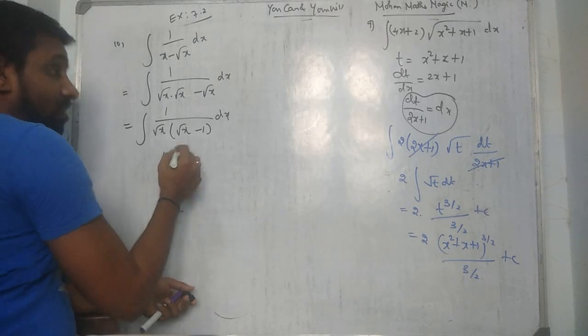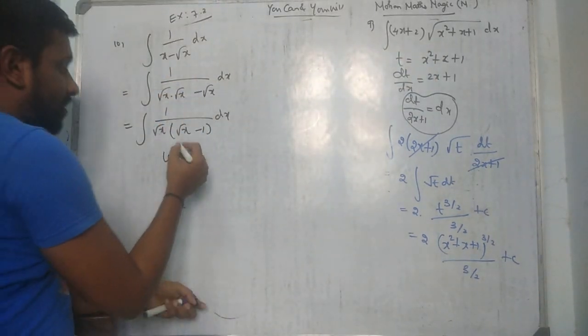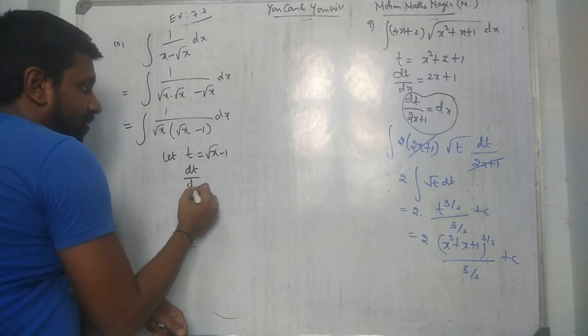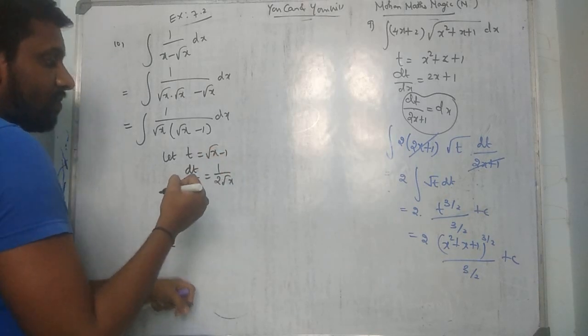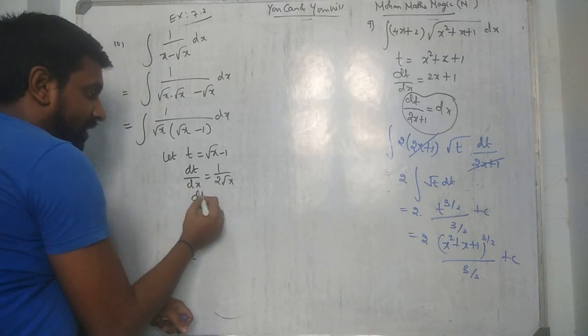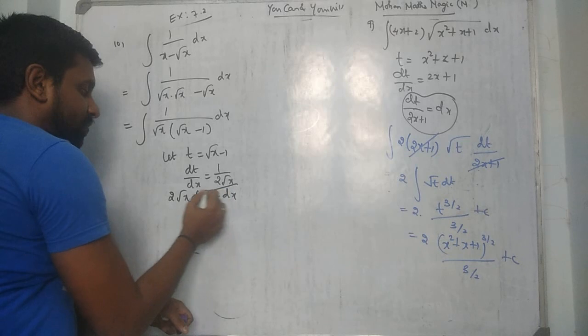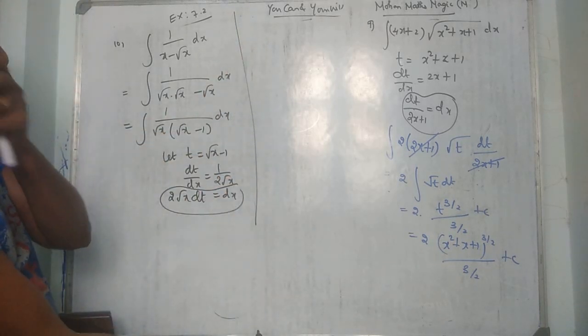Now there is a bracket inside a square root, so try to take the bracket as t. Let t equal to root x minus 1. So dt upon dx, differentiating root x gives 1 by 2 root x, x gives 1, and 1 gives 0. I need only dx, right? So cross multiply, and I got dx.